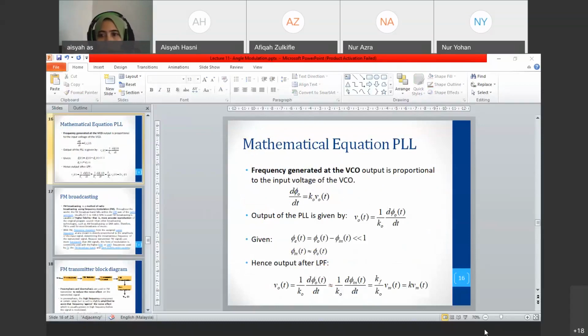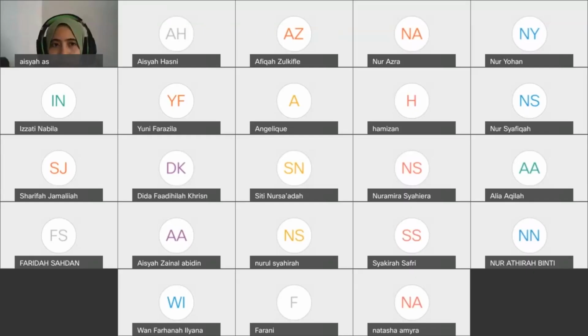Okay, we proceed with group 4 for the FM receiver.